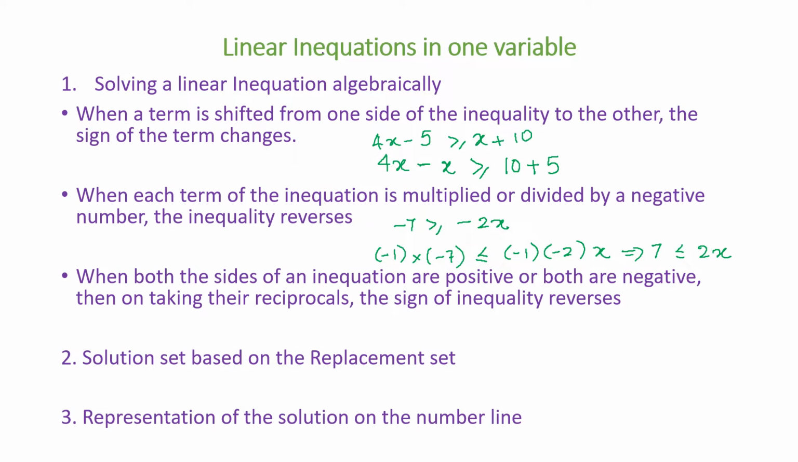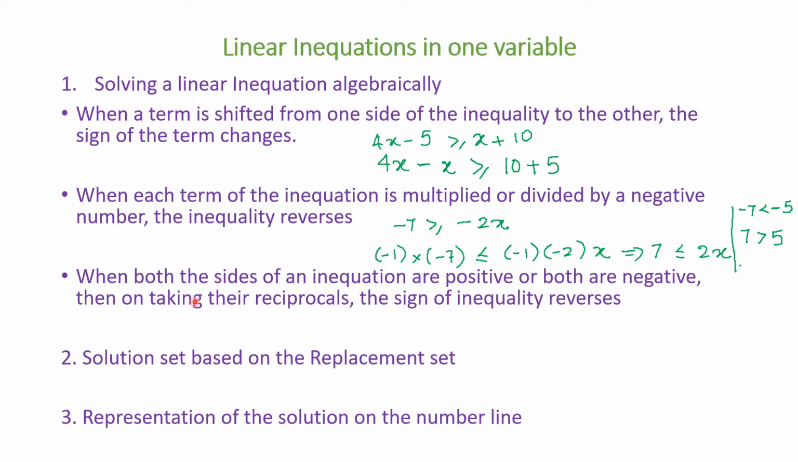An even simpler example will be like this: suppose I have minus 7 is less than minus 5. You know that minus 7 is less than minus 5. But when I multiply by minus 1, this 7 you know is going to be greater than 5.